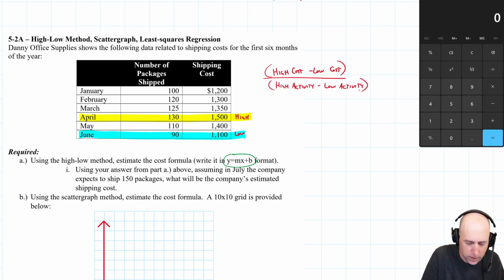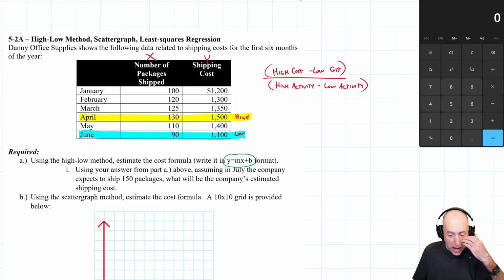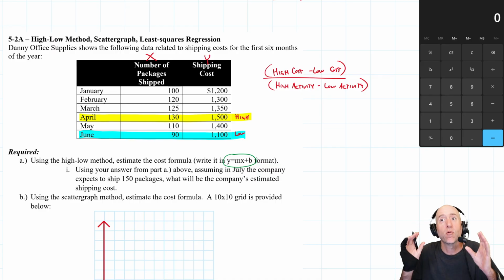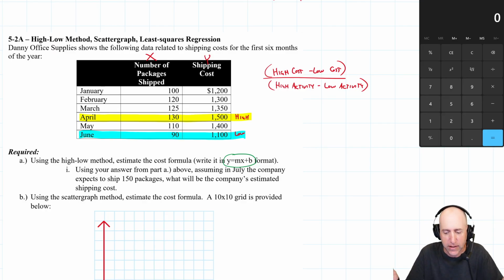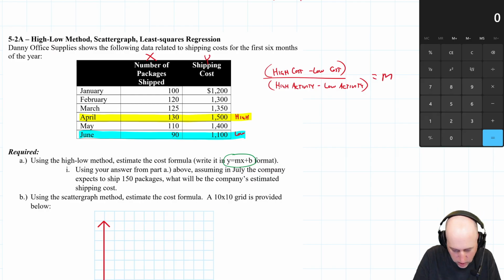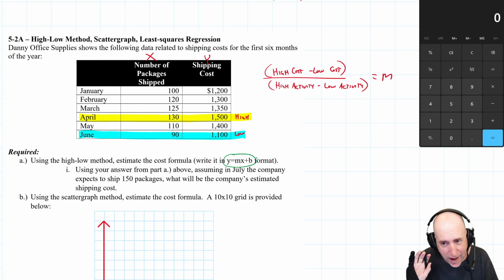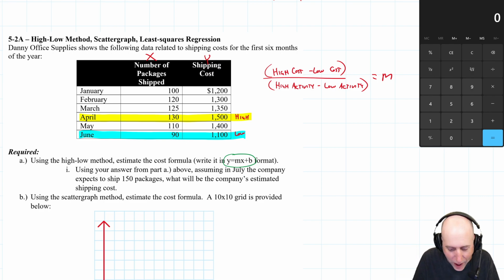In terms of our graph, the cost is Y, and the number of packets shipped, that's our activity level, that's our X. And if you're thinking back to a math class, this is a rise over run calculation. The change in Y divided by the change in X gives you the slope of the line. It's going to give us our M. So this equals M in terms of the formula. So let's do it. And again, I think my explanation is overcomplicating matters. I think you will see when you do it, it's not that hard. It's just that there's a lot going on here if you can't remember line math.